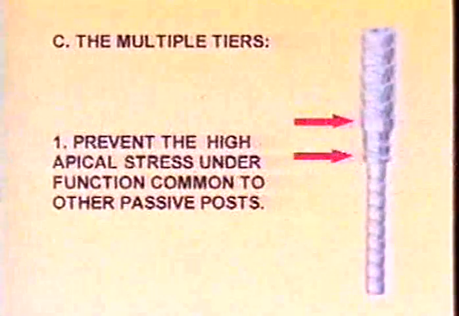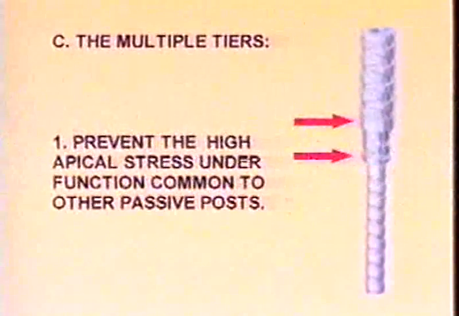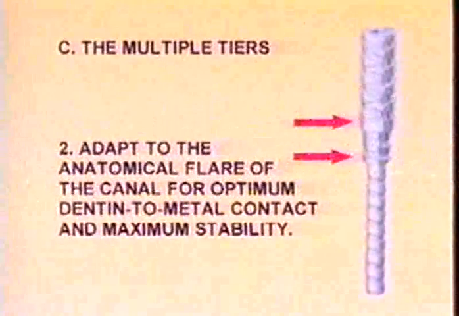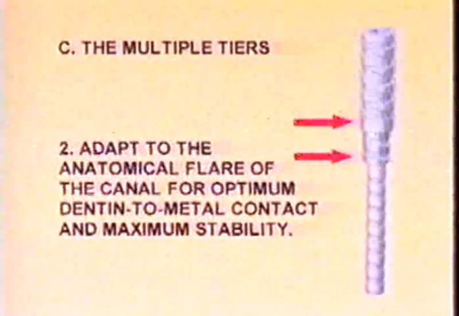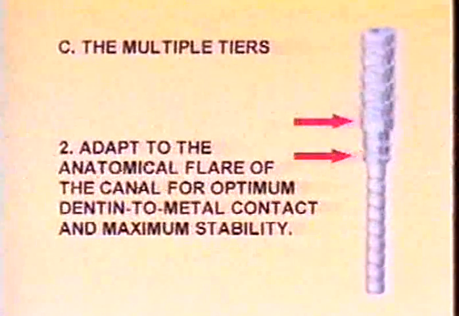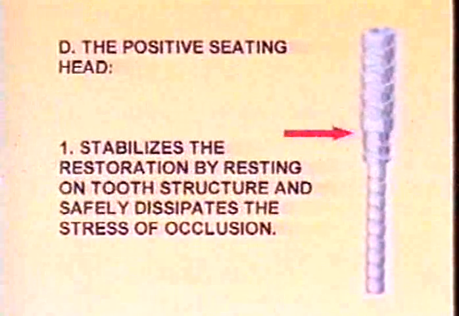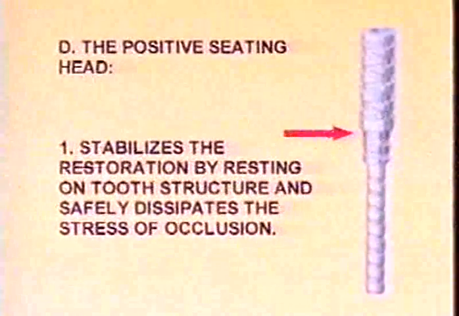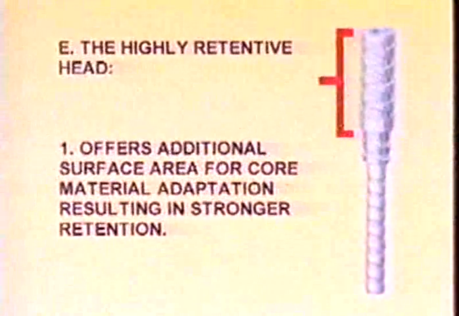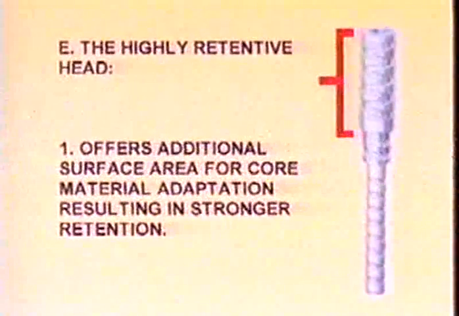The multiple tiers prevent high apical stress under function common to other passive posts. Adapt to the anatomical flare of the canal for optimum dentin to metal contact and maximum stability. The positive seating head stabilizes the restoration by resting on tooth structure and safely dissipates the stress of occlusion. The highly retentive head offers additional surface area for core material adaptation, resulting in stronger retention.